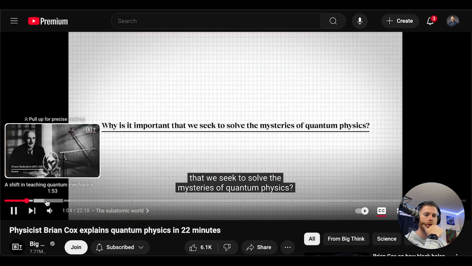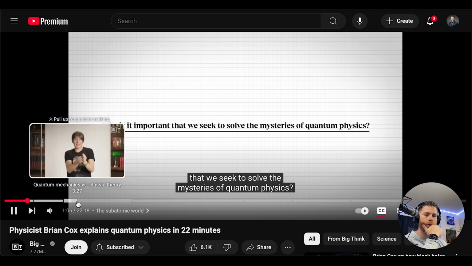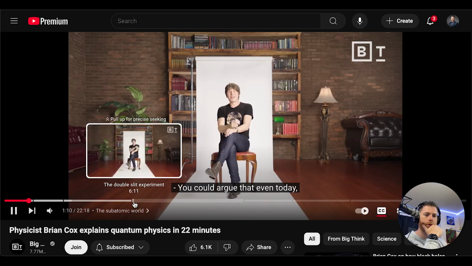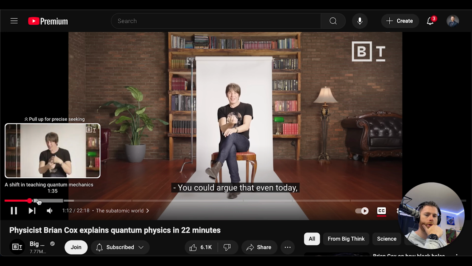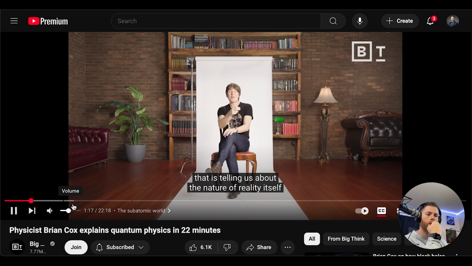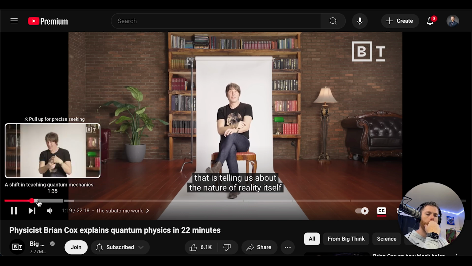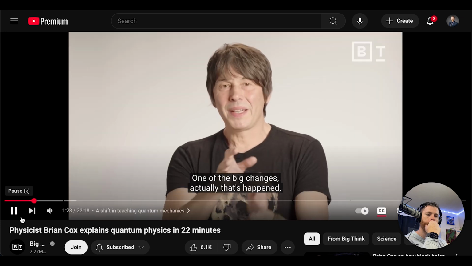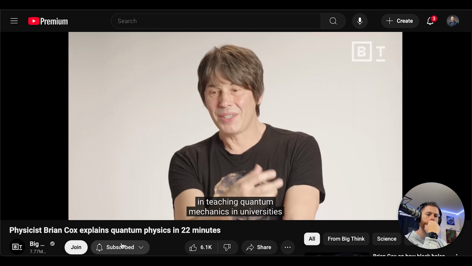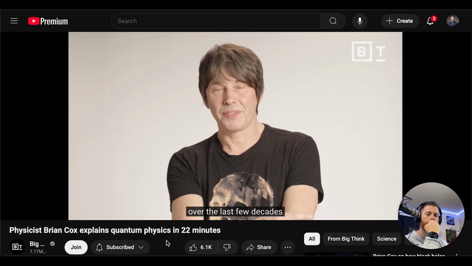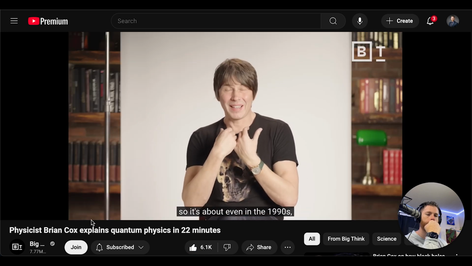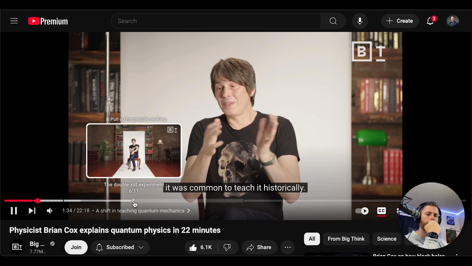Why is it important that we seek to solve the mysteries of quantum physics? You could argue that even today, the interpretation of what the theory is telling us about the nature of reality itself is not universally agreed upon. One of the big changes, actually, that's happened in teaching quantum mechanics in universities over the last few decades is that it was always, when I learned it, so back even in the 1990s, it was common to teach.